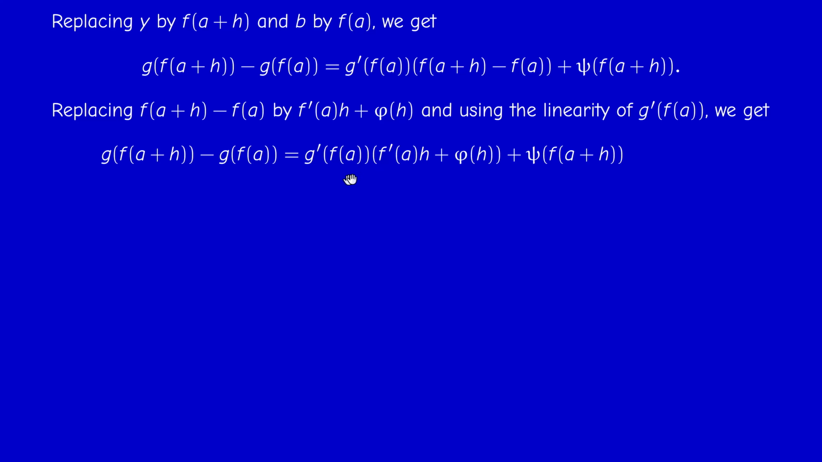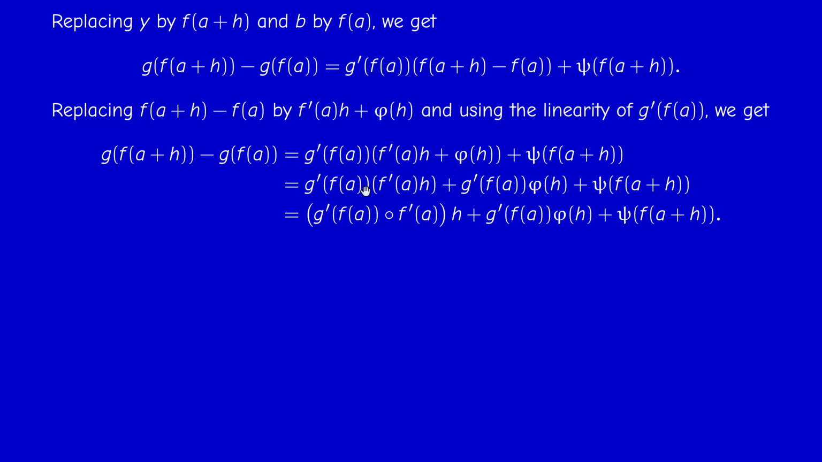And now I use linearity of g prime of f of a, because this is really a linear bounded operator. Linearity tells me that this is the sum of g prime f of a evaluated at this plus g prime f of a evaluated at phi of h. So I split it into two terms. And now I rewrite this linear term in h as g prime of f of a composed with f prime of a, everything evaluated at h. So these two terms are exactly the same. Okay, and so that's it.